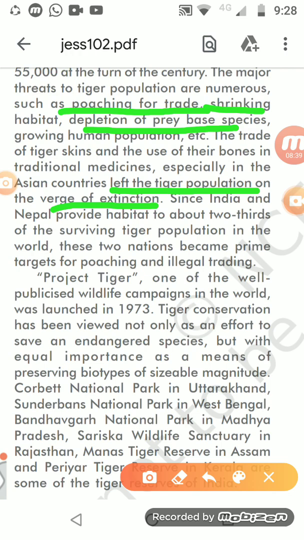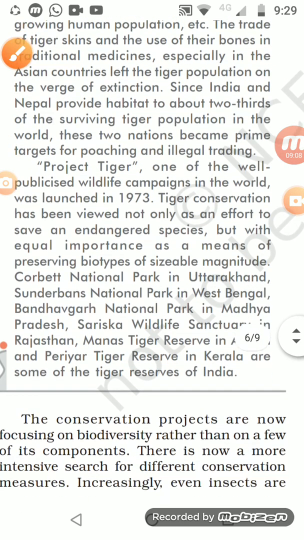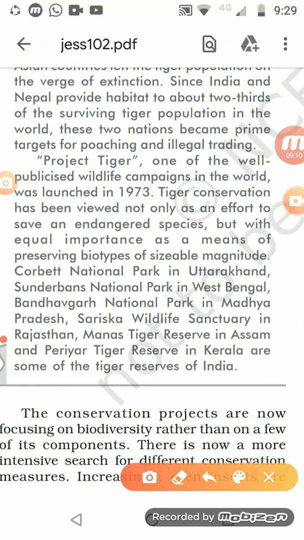Got it? So, two nations became prime target for poaching and illegal trading: India and Nepal. Now you know tiger skin is very expensive. So there are people who, just to make money, kill the tiger blindly. It is very bad. And so Project Tiger, children, now you have to remember Project Tiger, launched in 1973. So tiger conservation, definitely it is very important.